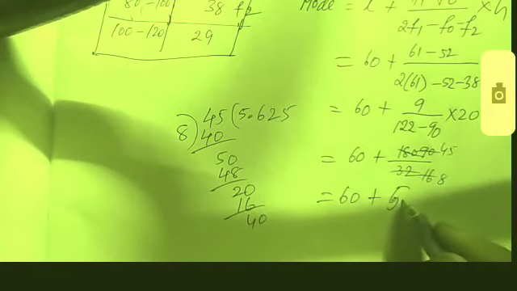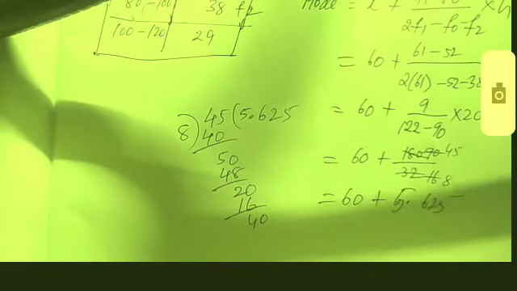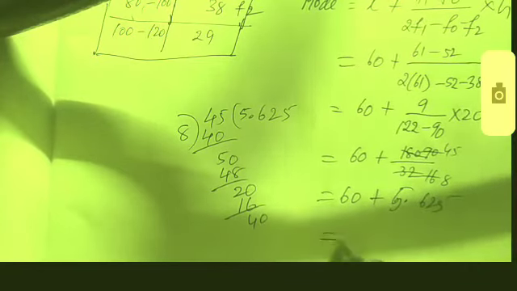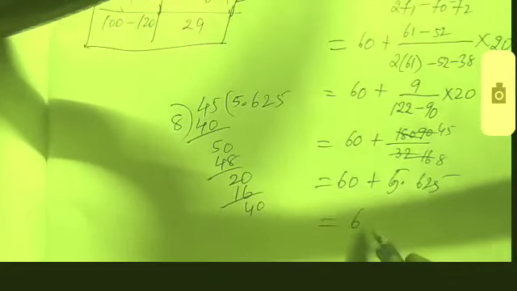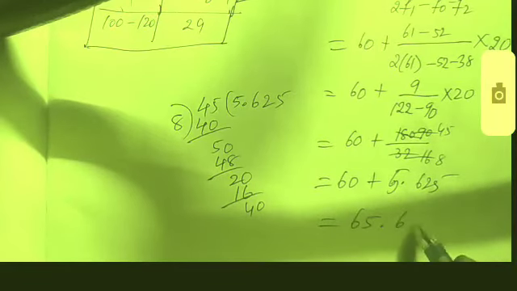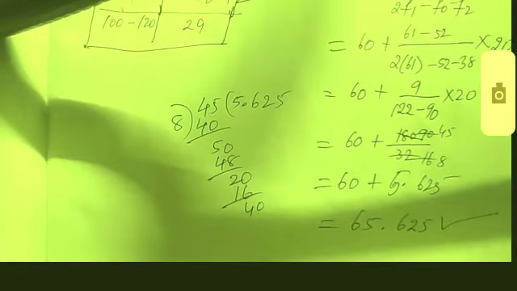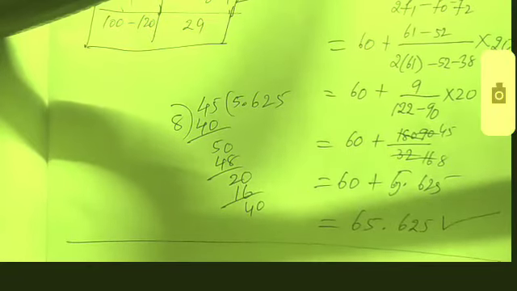So plus 5.625. So an addition of the 60 plus 5.625, you get 65.625. So that is the mode. So very easy to find the mode. Now we go to the third problem.